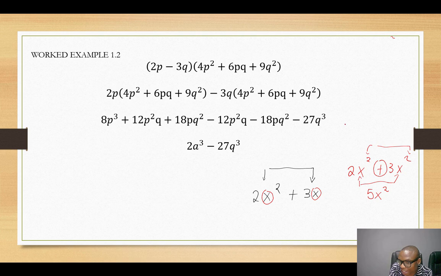Let's say you had something like 3x squared minus 2x squared. Yes, these two are still like terms. But this time we're not going to add because the operation says subtract. So you subtract 3x squared minus 2x squared, which is x squared. It is 1x squared. Sorry, I'm not going to write the coefficient 1. I'm just going to say it's x squared.